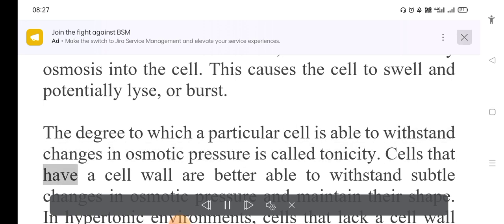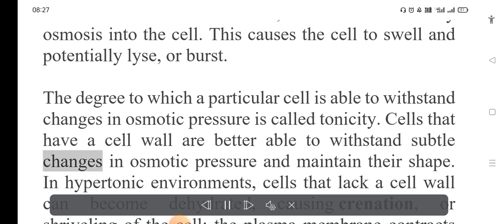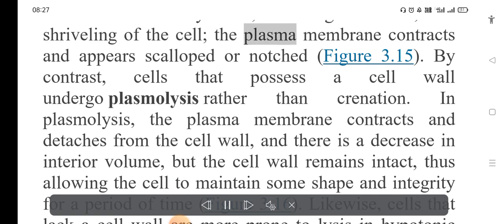Cells that have a cell wall are better able to withstand subtle changes in osmotic pressure and maintain their shape. In hypertonic environments, cells that lack a cell wall can become dehydrated, causing crenation or shriveling of the cell. The plasma membrane contracts and appears scalloped or notched, Figure 3.15. By contrast, cells that possess a cell wall undergo plasmolysis rather than crenation. In plasmolysis, the plasma membrane contracts and detaches from the cell wall, and there is a decrease in interior volume, but the cell wall remains intact, thus allowing the cell to maintain some shape and integrity for a period of time, Figure 3.16.